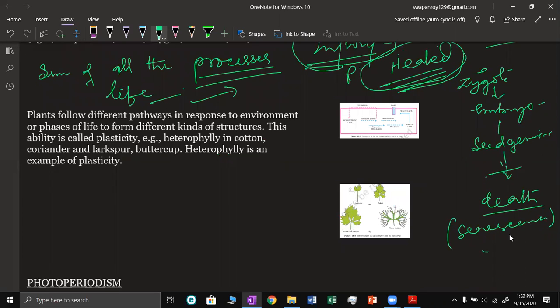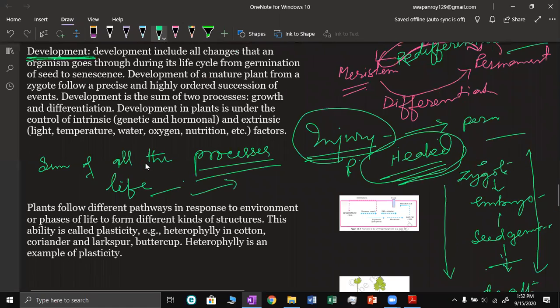Okay, so all this process, whatever takes place from birth to death, together it is called the development, and this happens in proper order. All these processes come. So this is a very highly ordered process.